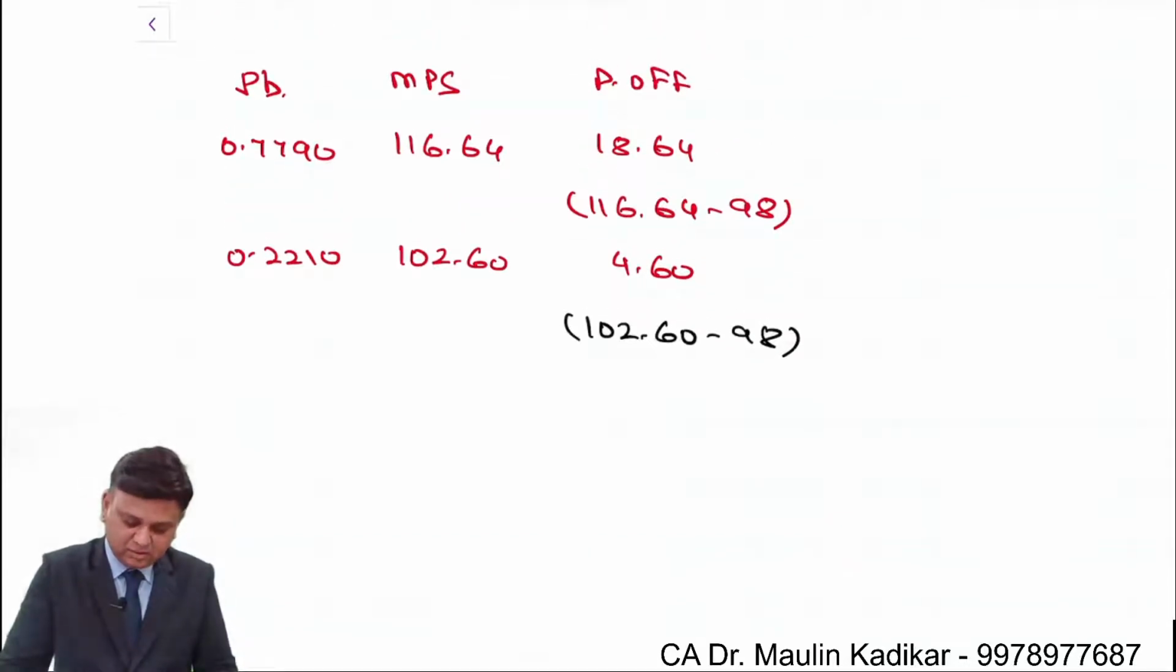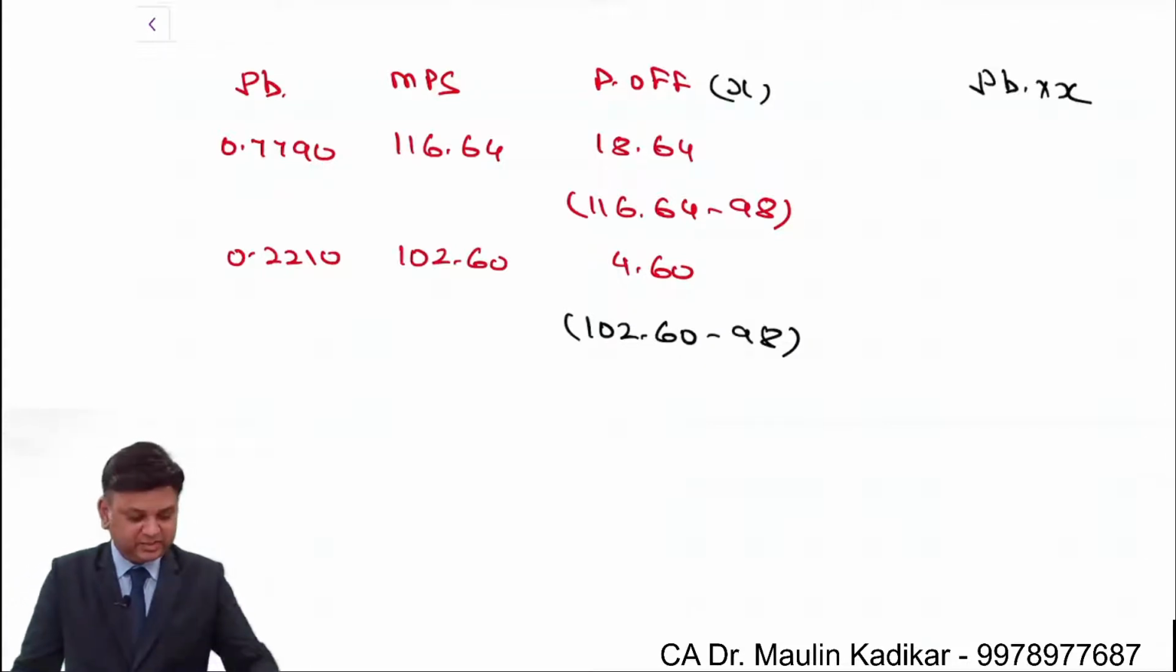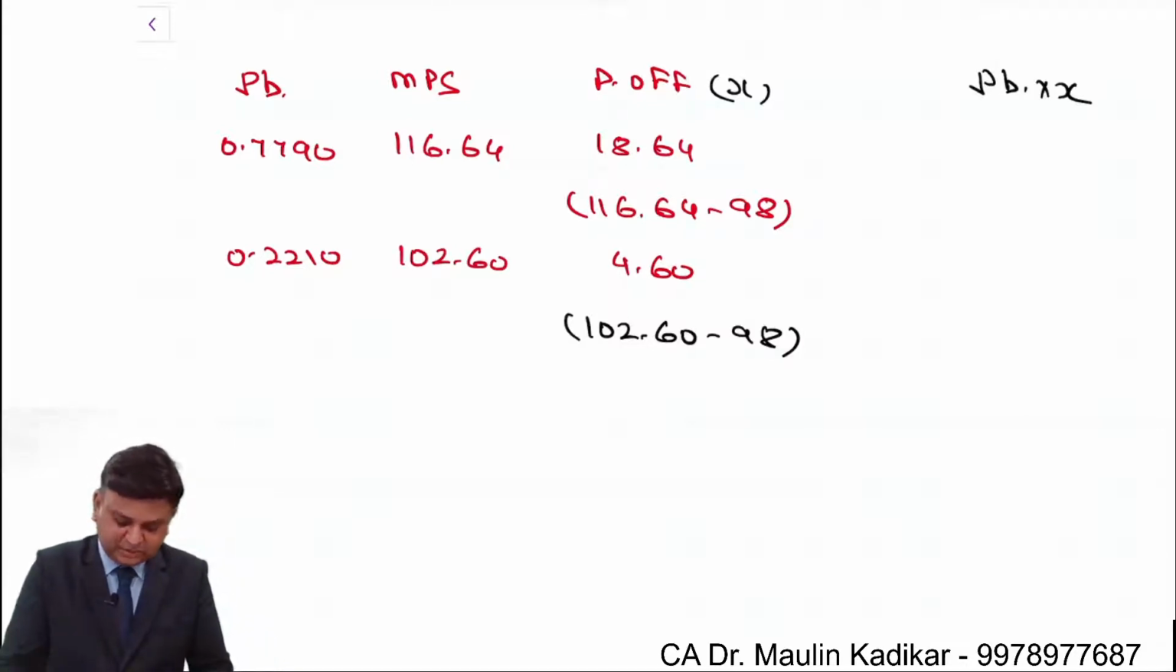Now I am assigning the x variable to it, probability into x. So what happens is 0.779 into 18.64, that comes to 14.52.